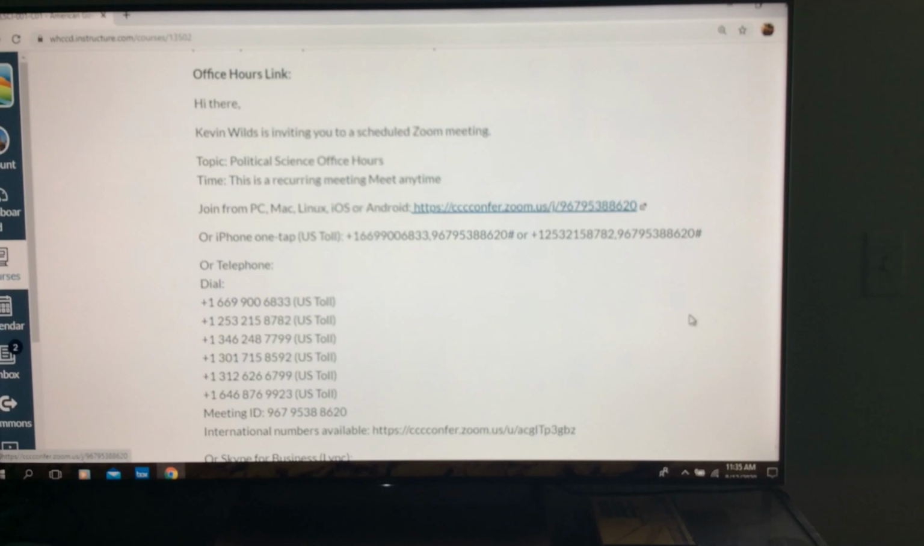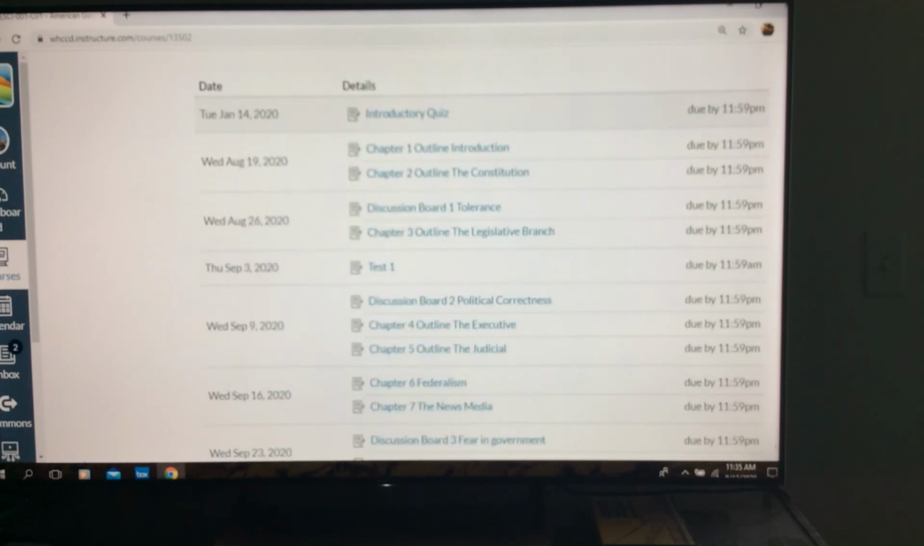Let's see. And then down here are the dates. So it depends on your class. For C01, it's a 14-week class. So I have Wednesday, August 19th, Chapter 1 and Chapter 2 due. And then on Wednesday, August 26th, Discussion Board 1, Chapter 3, and then the test. If you're in like L01, you're just doing Chapter 1 the first week. If you are in, I think C02, I think it is the same. So just depending on how you see it.